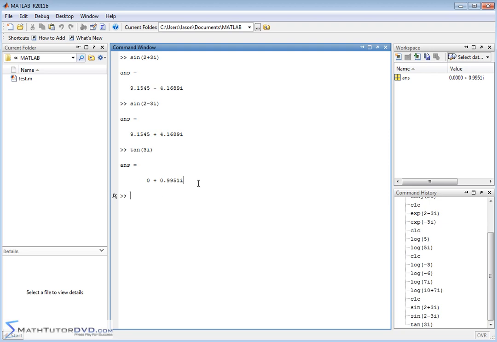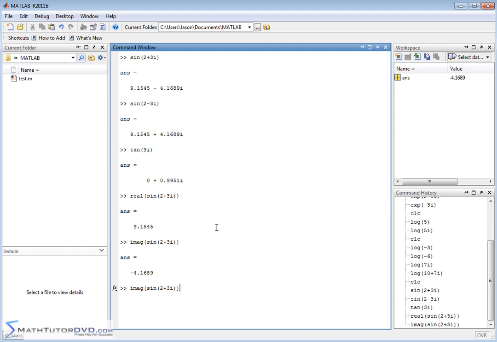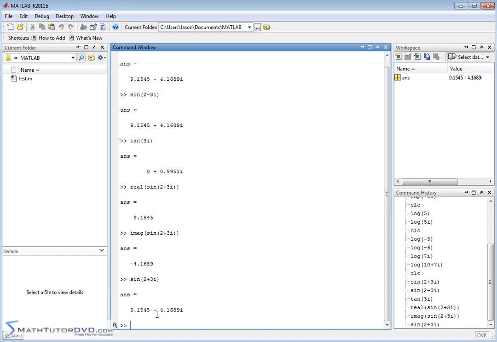And as always, if you only wanted the real part of the sine of 2 plus 3i, then you could pull that off by just wrapping it with real. It's going to take the sine of this complex number, and you're only taking the real part, so it only returns a number. If you only wanted the imaginary part, then you would return the imaginary part. And of course, just to check our work, we could see that the sine of this is 9.15 minus 4.16i. So that's why I returned these here.